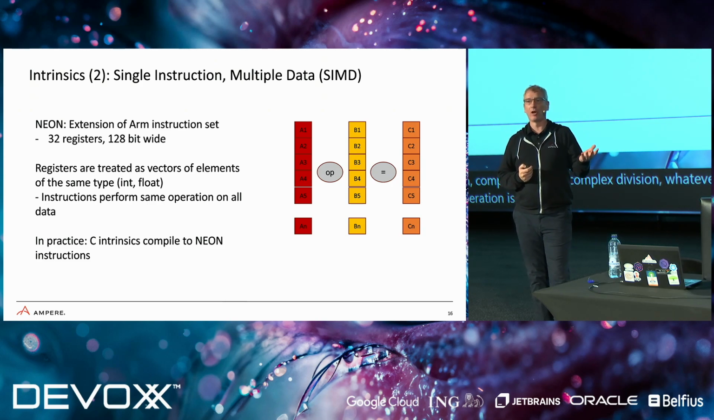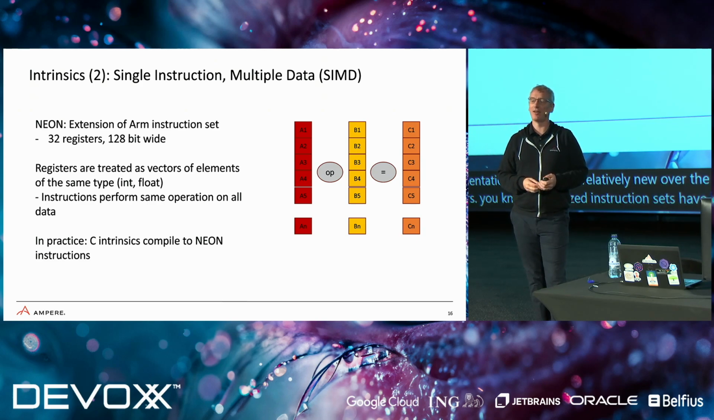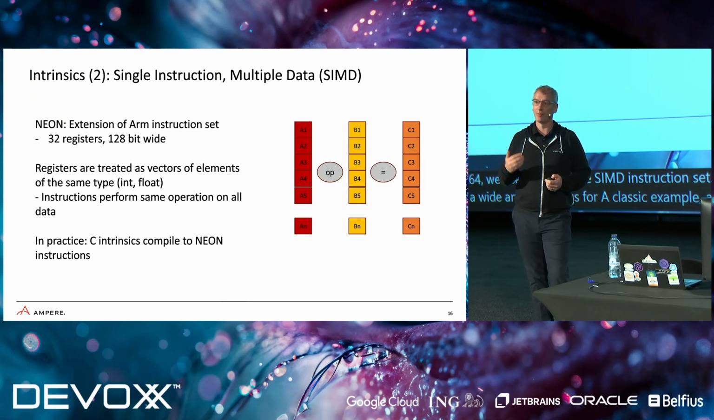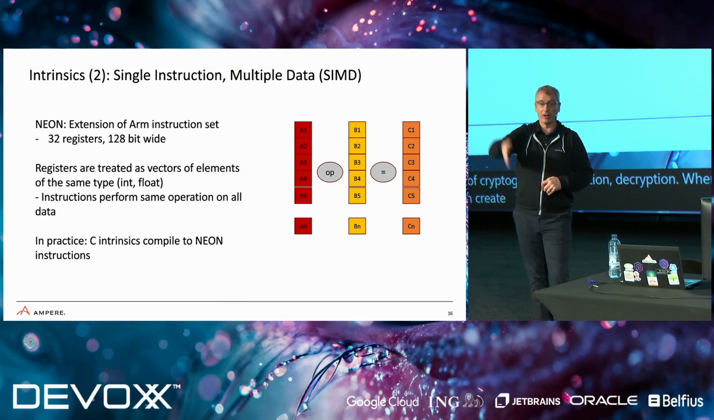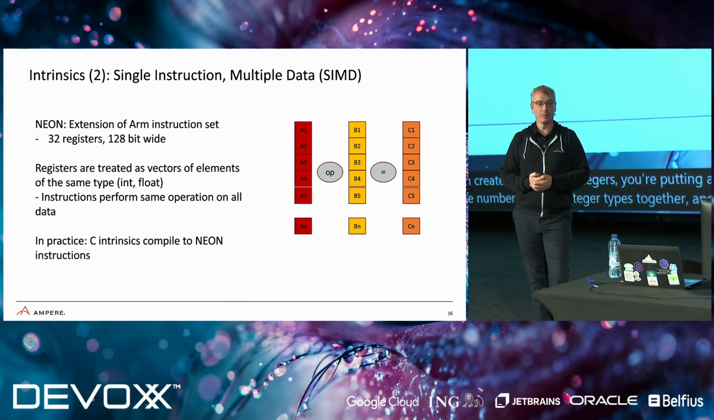So on ARM64, a lot of the implementations of this were relatively new over the last 10 years. Vectorized instruction sets have been common on x86 for a long time with SVE. But in ARM64, we use Neon as the SIMD instruction set. There's a wide array of uses; a classic example, again, is cryptography, encryption, decryption, where you can create this array of integers. You're putting a multiple number of these integer types together, and then you apply the operation a single time.